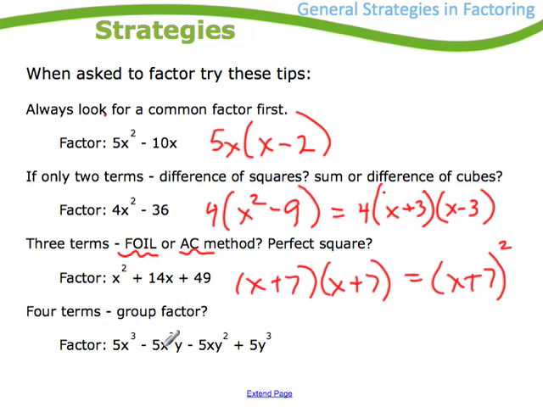If I have 4 terms, then most likely it's going to be a group factor of some sort. So in this case here, I'd look at the first 2 terms, factor something out. Take a look at the next 2 terms, factor something out, and see if when I've factored that stuff out, what I get in brackets is identical. If it is, then I can proceed with group factoring.